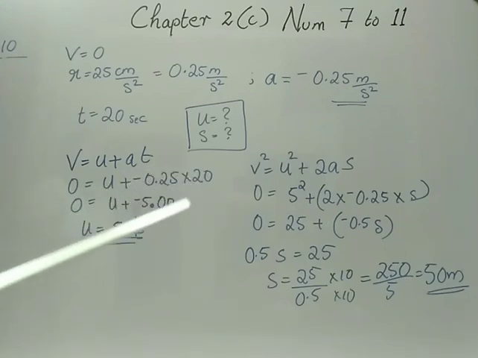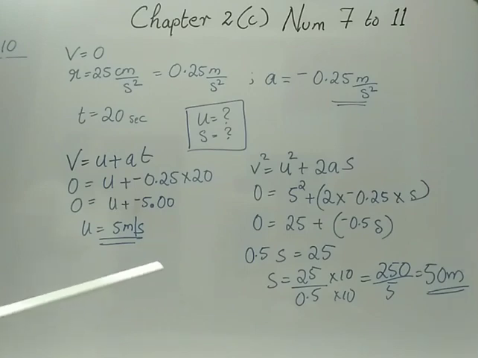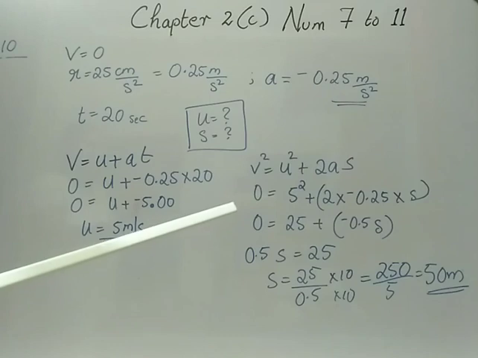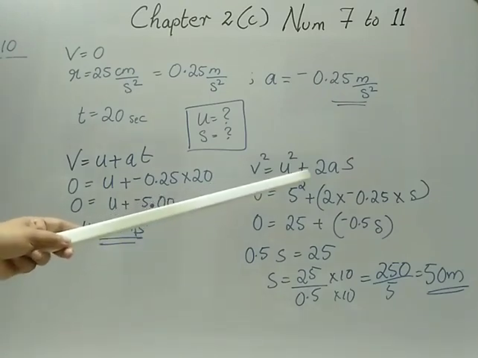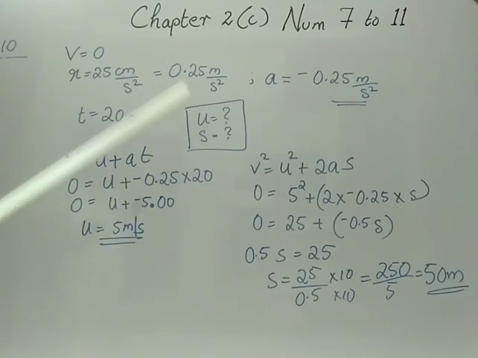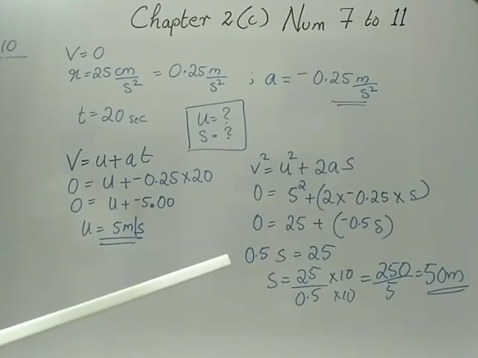Second question is calculate s. Here we can take either v square is equal to u square plus 2as, or we can take s is equal to ut plus half at square. Both equations are okay. Here I took v square is equal to u square plus 2as. If you want, you can do it with the other formula and check; you will get the same answer.